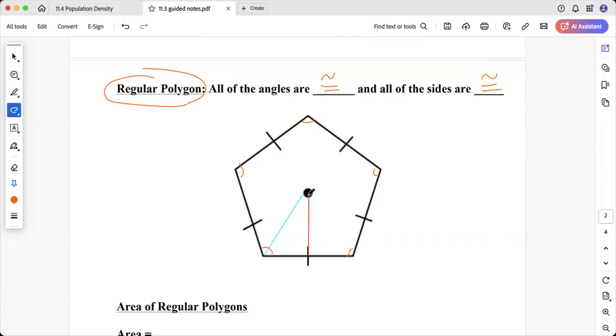Now a couple of vocabulary words that you need to know here. If I draw a line from the center to the middle of one of the sides so that it meets at a 90-degree angle, this line is called the apothem.